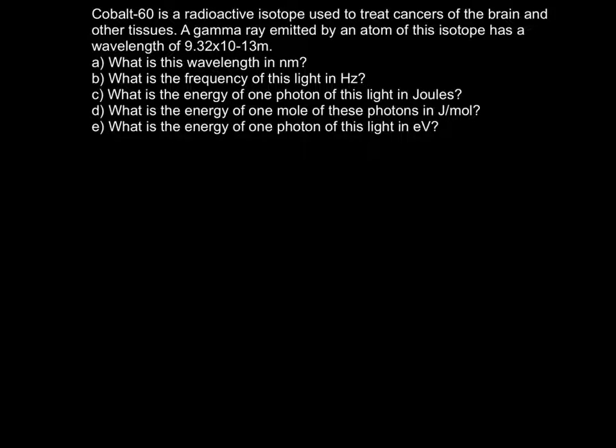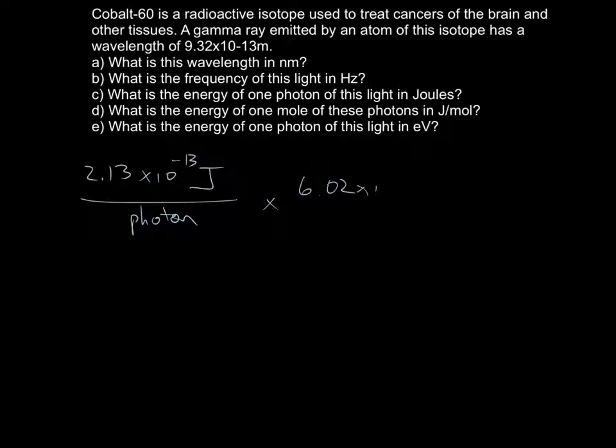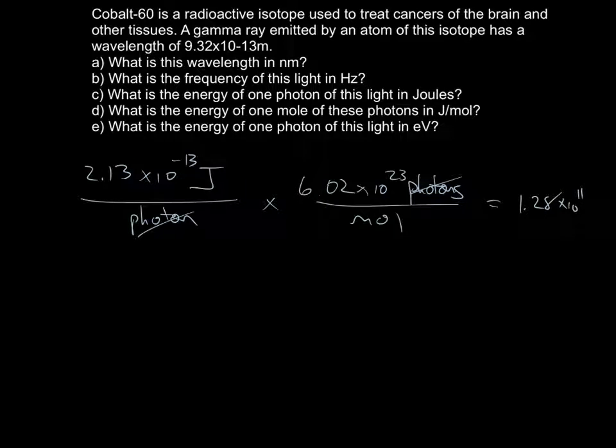Part D asks us for the energy of 1 mole of photons. Well, in part C, we just solved for the energy of a single photon, so we just need to multiply by Avogadro's number to get the amount of energy in 1 mole. So starting with our answer from part C, 2.13 times 10 to the negative 13 joules. Now this is per photon, so I'm just going to put per photon on the bottom. We can multiply by Avogadro's number, 6.02 times 10 to the 23rd photons per mole. So now our photons cancel, and we're just left with an energy in joules per mole, and that's equal to 1.28 times 10 to the 11th joules per mole.